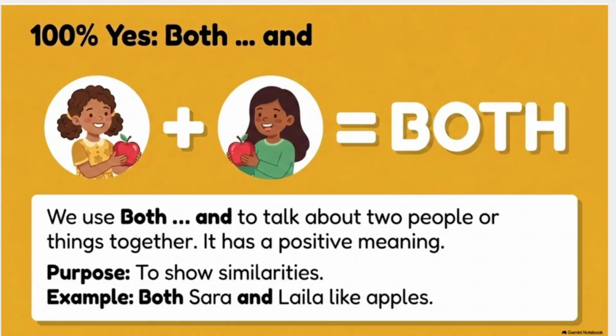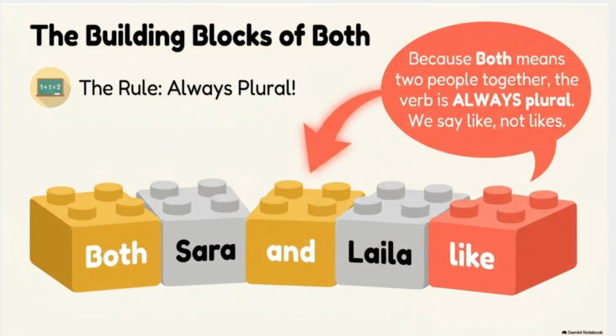Here is another example. Both my sister and my brother are teachers. Two people, my sister and my brother. Plural verb, are. So the main idea is both and means the two together, and it normally takes a plural verb. The building blocks of both. Now let's look at the following sentence more carefully. Both Sarah and Layla like. The basic structure is both plus person or thing plus and plus person or thing plus plural verb.